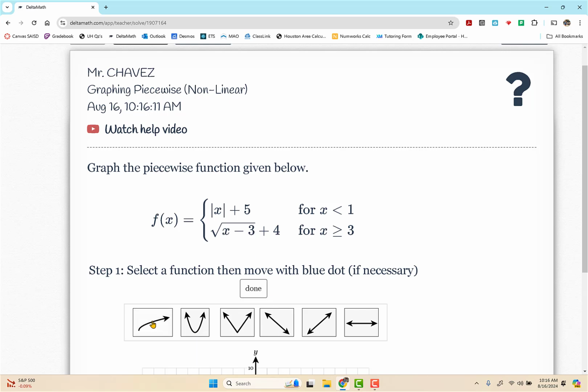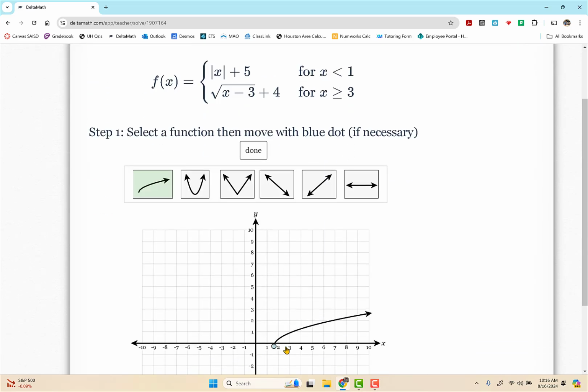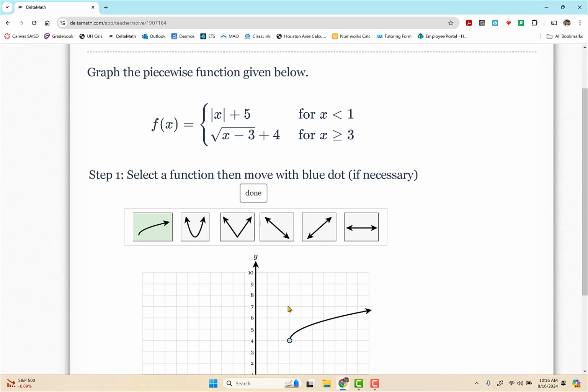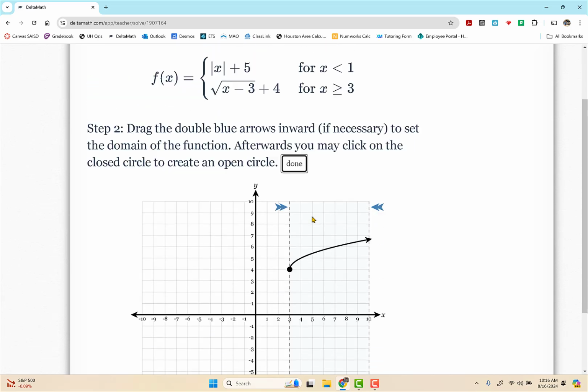So let's do the square root one. I click square root. Right 3, up 4. So I'm going to go right 3, up 4. See, like that. And then I push done. And then that says x greater than 3. So you're going to go all the way. I mean, I guess you don't have to because you don't have anything over there. But I would anyways. And there it is. I'm going to push done.